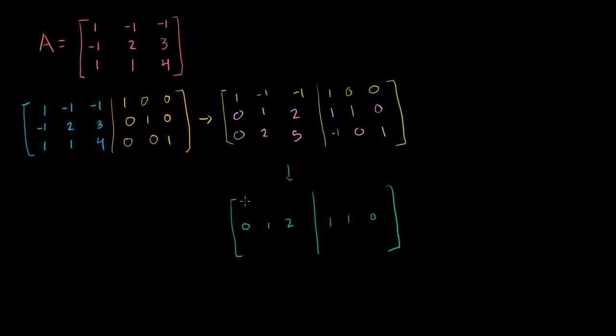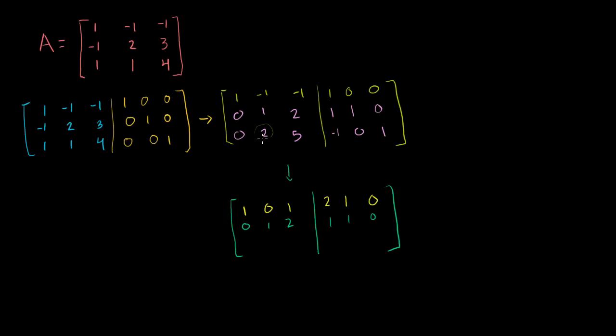So 1 plus 0 is 1. Minus 1 plus 1 is 0. That's why I did that, to get a 0 there. Minus 1 plus 2 is 1. 1 plus 1 is 2. 0 plus 1 is 1. 0 plus 0 is 0. And now I also want to zero out this guy right here.